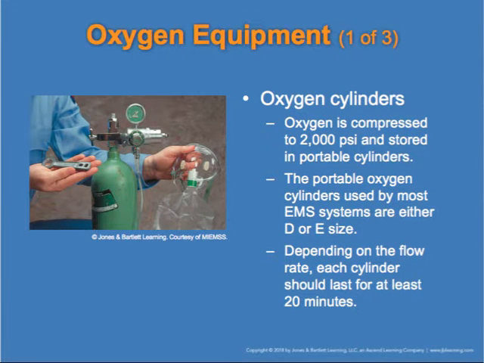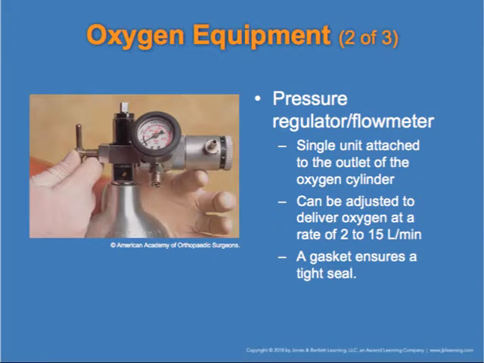Oxygen cylinders, these things are interesting for a lot of reasons. They're stored as compressed gases at a rate of 2,000 psi in appropriate cylinders, right? The portable cylinder comes in different sizes, right? Sometimes D size, sometimes E sizes. Depending on the flow rate, each cylinder should last for at least 20 minutes. Pressure regulator, flow meter, single unit attached to the outlet of the cylinder.